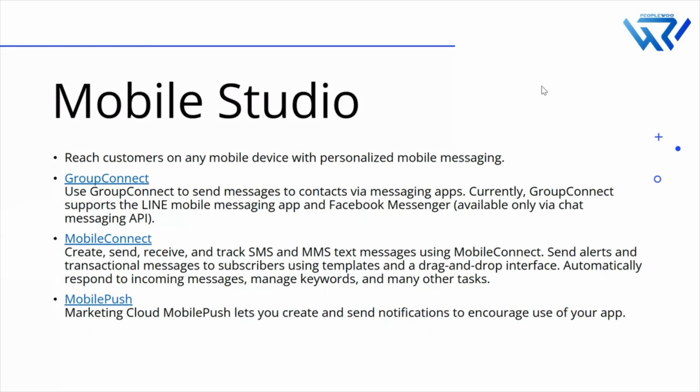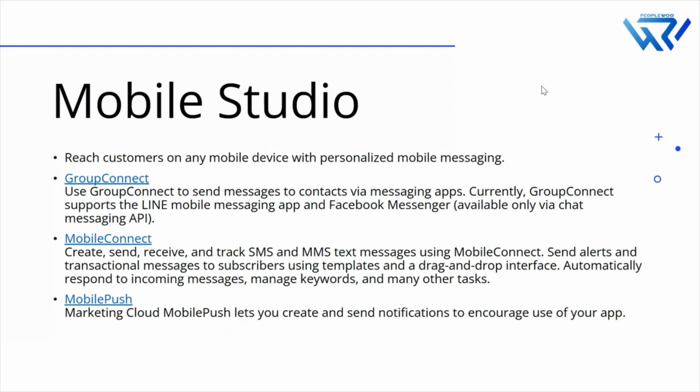We have to get a commercial license for these messaging apps, and then we can work with Salesforce to integrate these apps and start sending messages. The most common one we use nowadays globally is WhatsApp. Then we have Mobile Connect. With Mobile Connect, we can send SMS and MMS.